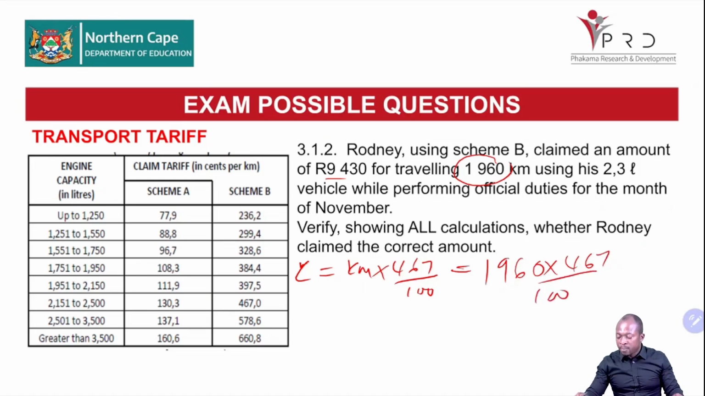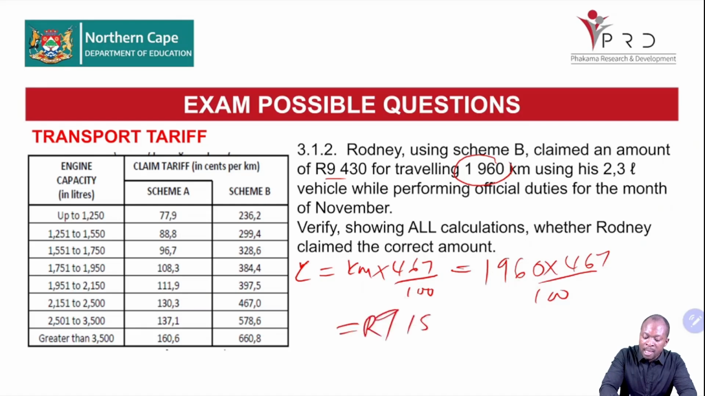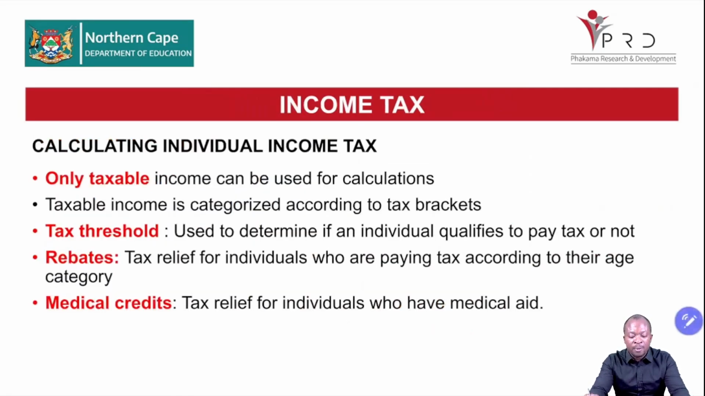Then you press it. Let's press and see what we get. 1960 times 467 divided by 100, and we are going to get 9,153 rand 20 cents. But how much did the person claim? 9,430. So did the person claim more or claim less? The person claimed a little bit more. That's how you answer those questions.